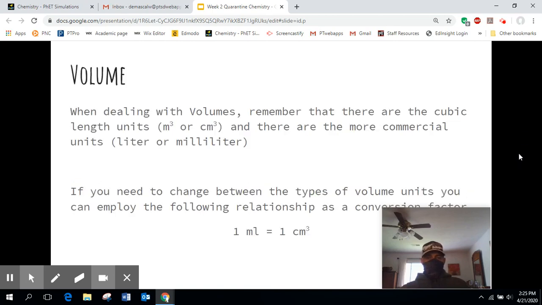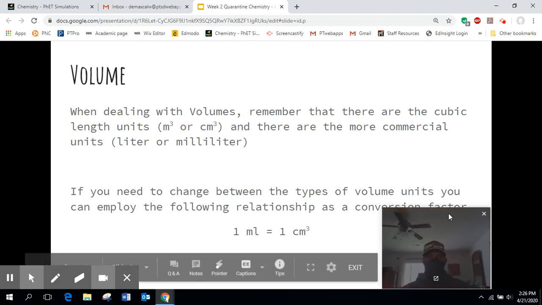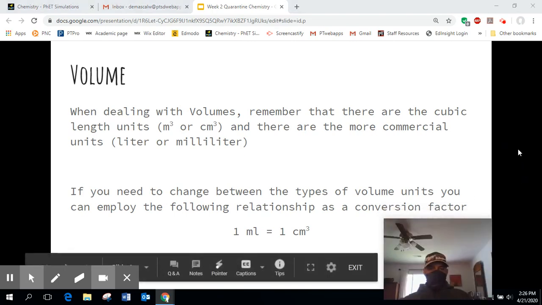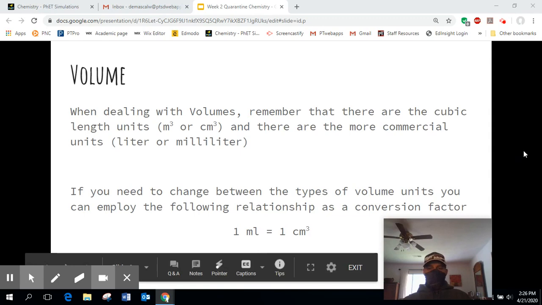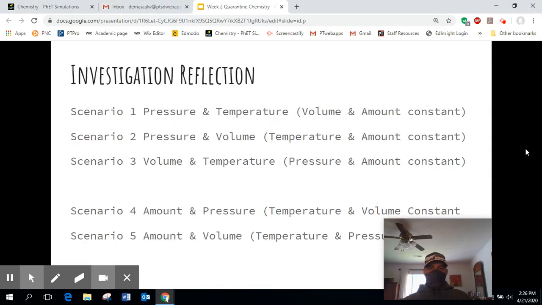When dealing with volumes, remember there are cubic length units like meters cubed or centimeters cubed or nanometers cubed like you had in your lab. But there's also more commercial units like liters or milliliters. You might see that when you run into a convenience store and grab a liter of a drink. Important relationship to remember as we move forward if we get into some calculations next week: a milliliter and a cubic centimeter are the same volume, same amount of space.